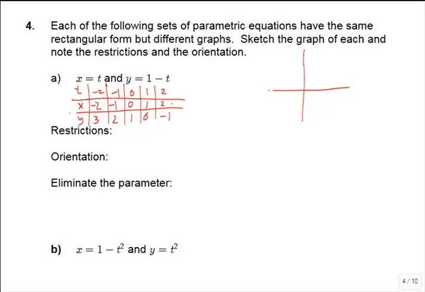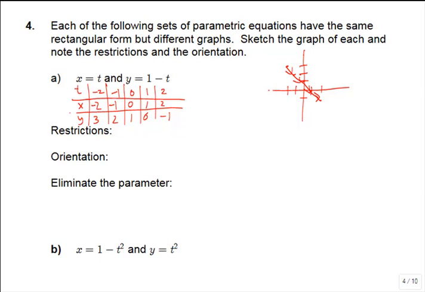So let's plot some of these points. When t is -2, x is -2, and y is 3. So that would be this dot right here. When t is -1, x is -1, and y is 2. When t is 0, x is 0 and y is 1. When t is 1, x is 1 and y is 0. And when t is 2, x is 2 and y is -1. So these points are kind of going down in this direction. So your orientation would be to go down like this.